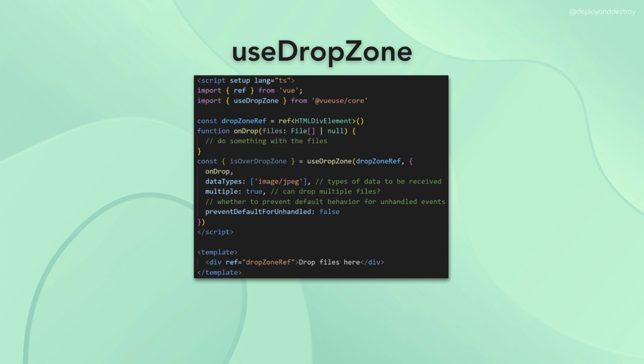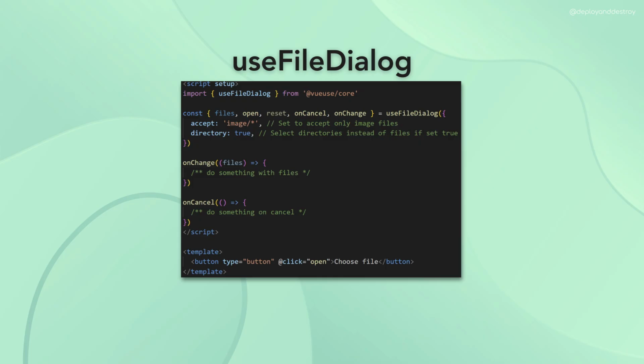useDropZone makes file uploads dead simple. Just bind it to a div and you're done. If you're not using a UI component library that has a file upload control, this function will handle it for you. useFileDialog is handy if you're not using a UI library with file input helpers. This lets you open the dialog programmatically and then monitor the output of the result. This and useDropZone cover all the file upload use cases you're going to need.